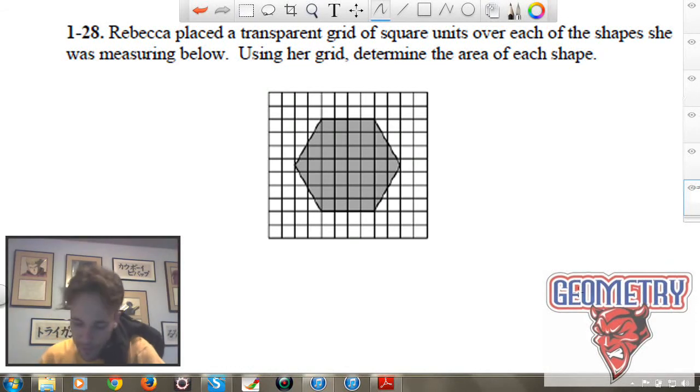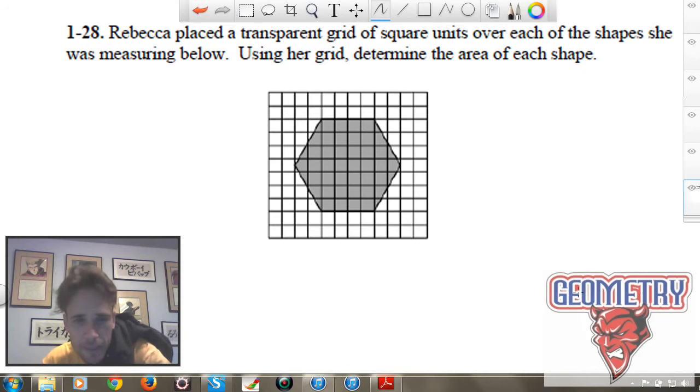Hello, and welcome to problem number 28, chapter 1 in geometry. Rebecca placed a transparent grid of square units over each of the shapes she was measuring below. Using her grid, determine the area of each shape.